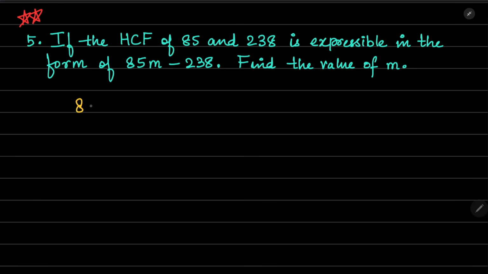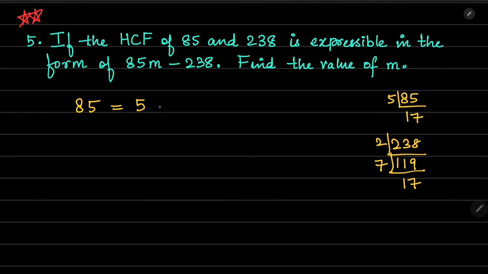For 85, let's do the prime factorization. Start with 5. 5 ones are 5, 5 sevens are 35. 17 is a prime number. And then 238. Start from the lowest prime number 2. 2 ones are 2. Again 2 ones are 2. 2 nines are 18. And then 3 will not go. Let's try with 7. 7 ones are 7, 7 sevens are 49. So 85 can be written as 5 multiplied by 17, and 238 can be written as 2 multiplied by 7 multiplied by 17.